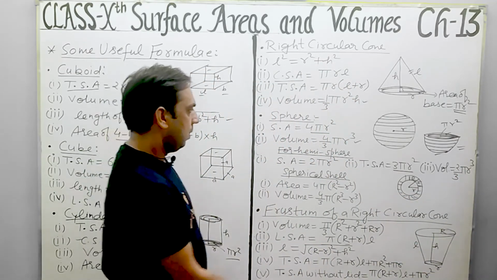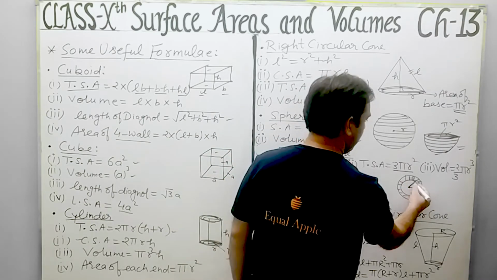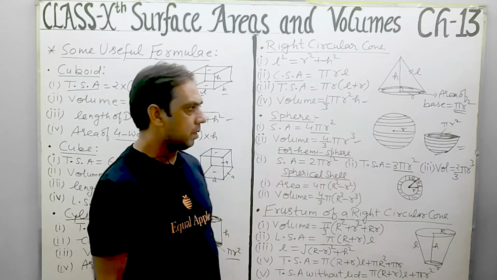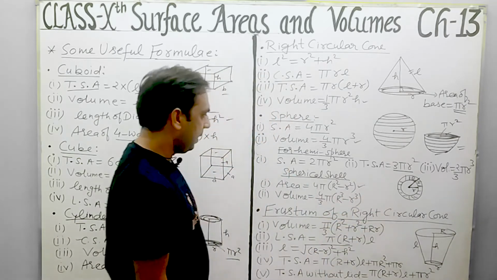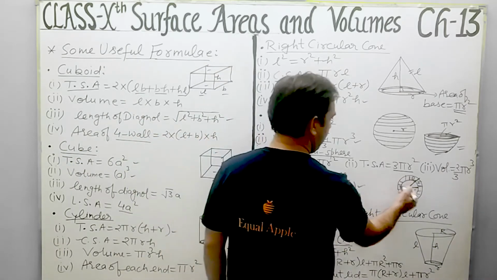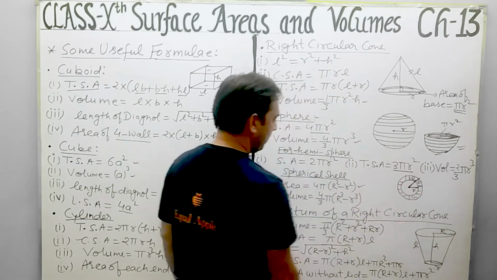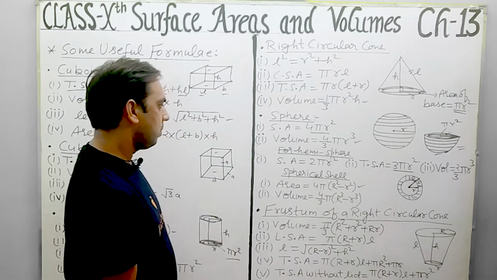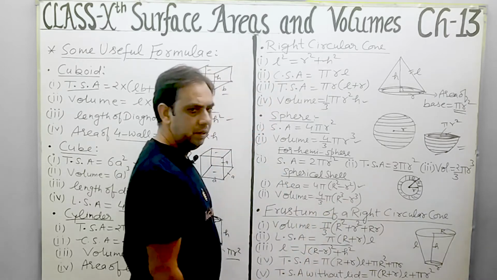Now, this is a shell. This is a spherical shell. In a spherical shell, we have two concentric spheres. So, if you want to find the area of this spherical shell, it will be 4 pi (capital R square minus small r square), and the volume will be 4 by 3 pi (capital R cube minus small r cube).